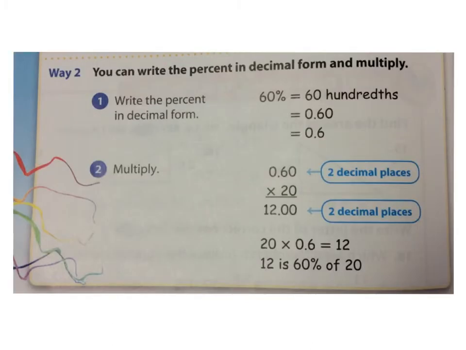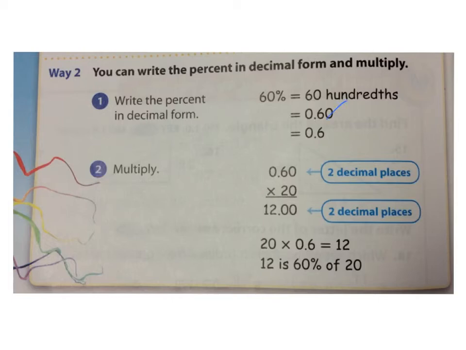The second way you can solve a problem like this is you can change the percent into a decimal. So I know that 60% is 60 out of 100. How can I write 60% as a decimal? Kevin? 0.6, because 60% is 60 hundredths. 60 hundredths looks like that. And of course you can take off this final 0, right?